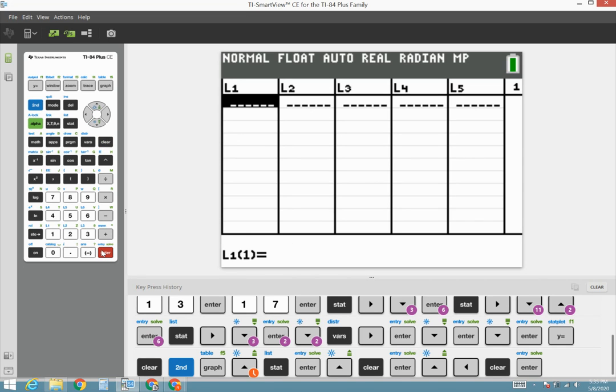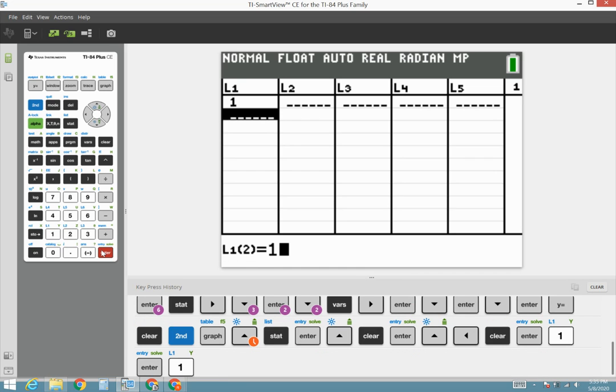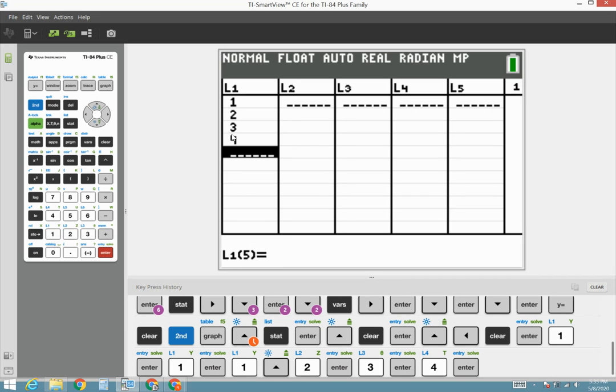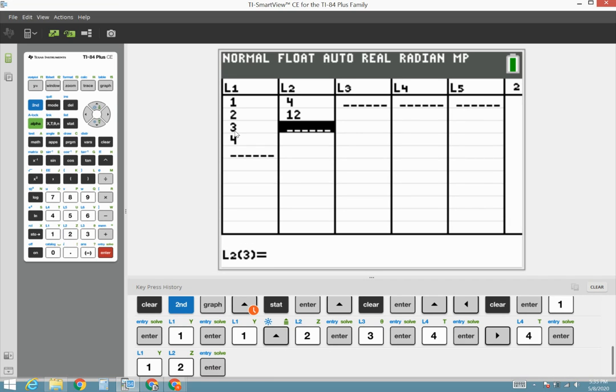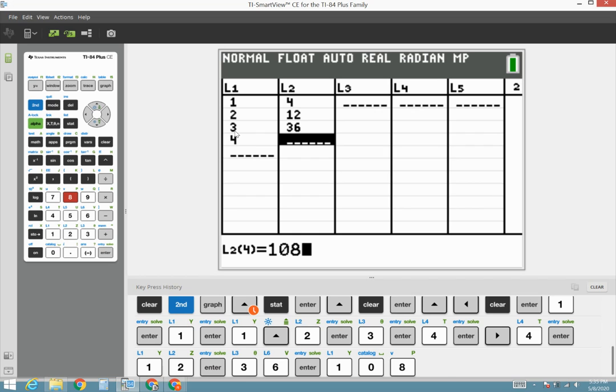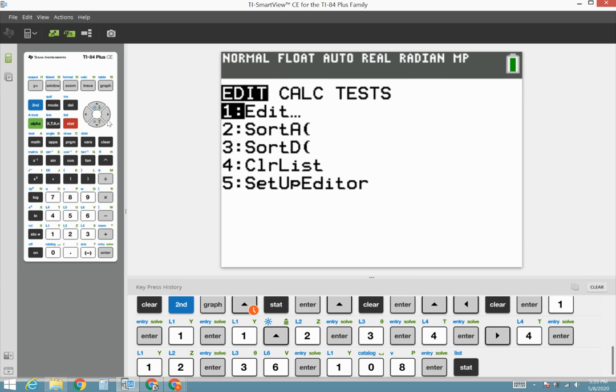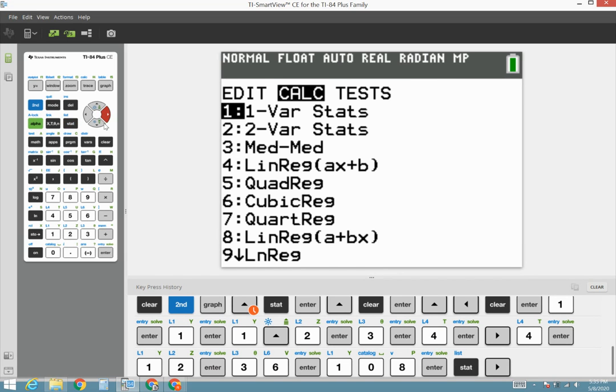So 1, 2, 3, 4 terms again. My first term is going to be 4. My second term is 12. My third term is 36. And my fourth term is 108. Okay, so now, like I said, I know it's geometric, so I'm going to calculate a geometric regression.